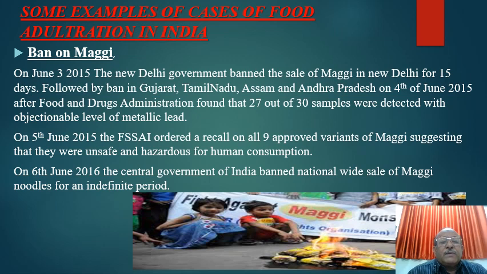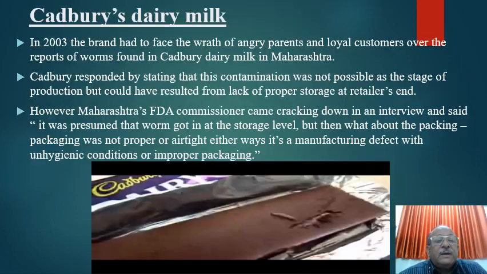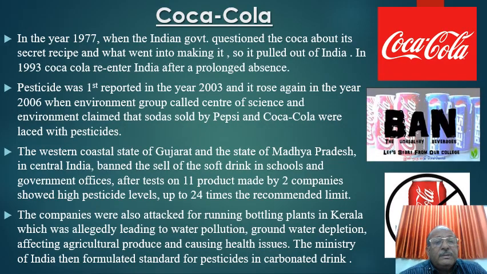Some examples of cases of food adulteration in India: the ban on Maggi was imposed in 2015, when samples were detected with an objectionable level of metallic lead. Right, they were found unsafe and hazardous for human consumption. The Central Government of India in 2016 banned this particular item under the Act. Cadbury's Dairy Milk was banned for some time because insects were found in it.